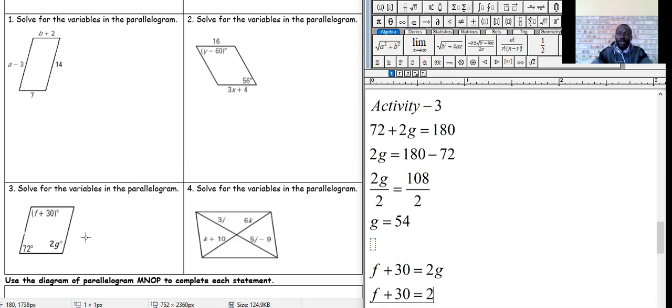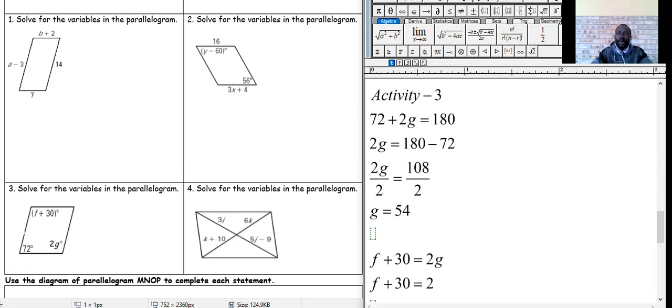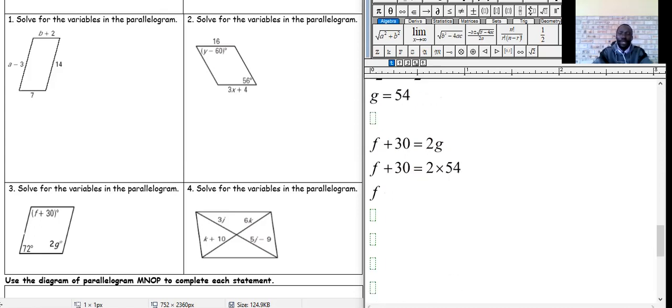But we already know G is 54. G is right here. So we can say that value times G, which is 54. So that way, F plus 30 is going to be equal to 2 times G. This is 108. Now, can we find the value of F?